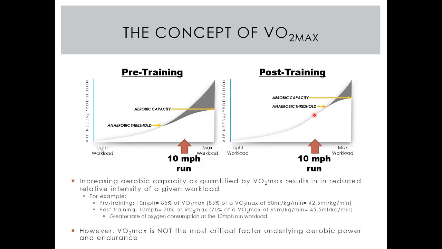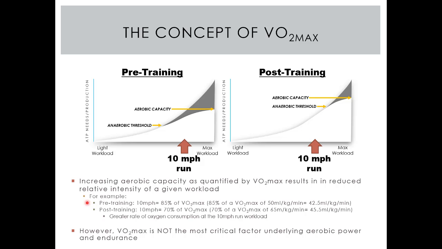But how does this increase in VO2 max affect the performance of this 10 mile per hour workload specifically? What it does is reduce the relative intensity as a percentage of VO2 max of that 10 mile per hour run. Here is an example of what I mean by this. Say at pre-training that 10 mile per hour run equated to 85% of VO2 max. Let's say at pre-training your VO2 max was 50 milliliters of oxygen per kilogram of body weight per minute.